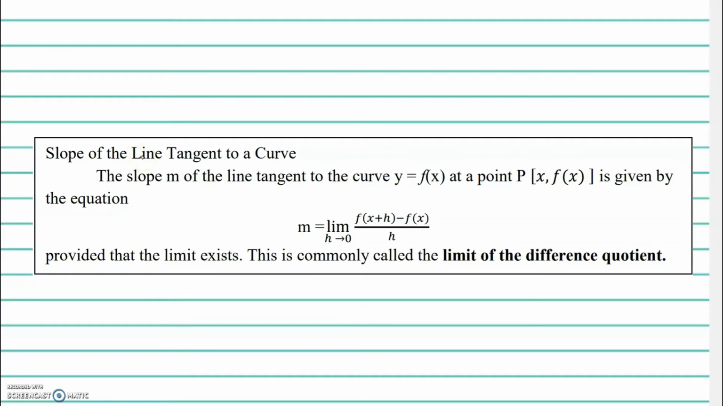So by definition, the slope m of the tangent line to the curve y equals f of x at a point P with the coordinates x and f of x is given by the equation slope is equal to the limit of f of x plus h minus f of x all over h as h approaches 0, provided that the limit exists. Now, this is commonly called the limit of the difference quotient. Let's proceed to our examples.